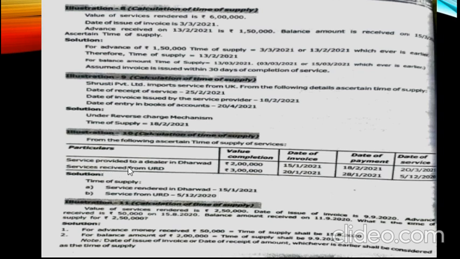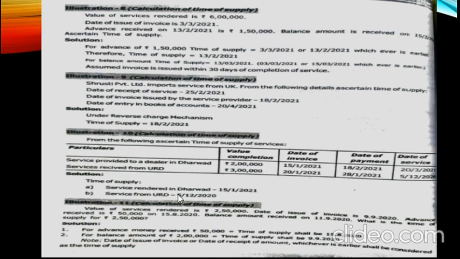Then, service received from a URD, an unregistered dealer, so the dealer who is not registered under GST. So it will be a reverse charge mechanism, where, as he is an unregistered dealer, the service receiver will be paying the GST for it.